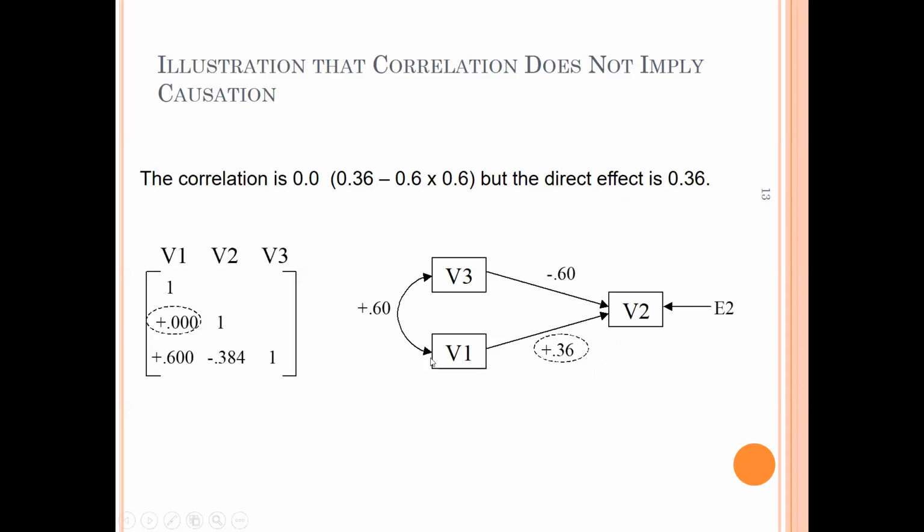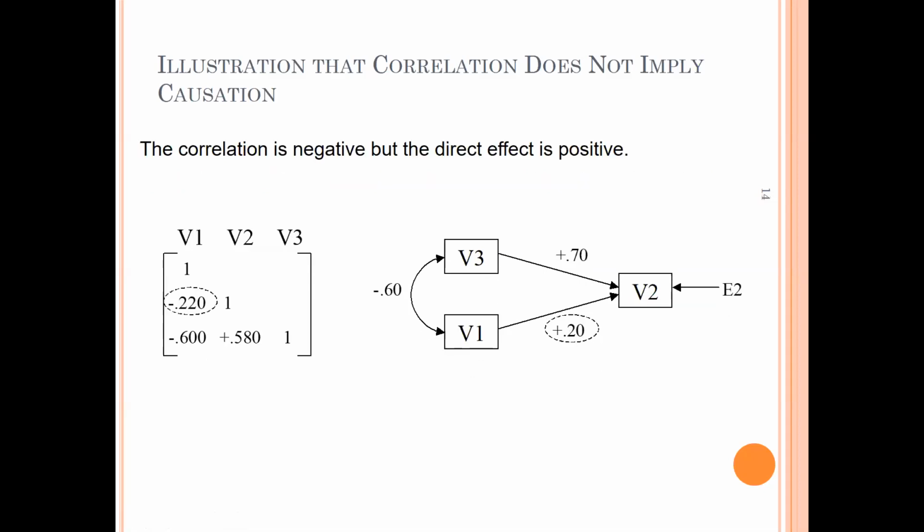Also, this is an example where the correlation is 0, but there is a direct effect, so there is a suppression effect here. The direct effect of V1 on V2 is plus 0.36. However, V1 is related to V3 at plus 0.6, and V3 has a direct effect on V2 that's minus 0.6. So the total correlation is 0.36 plus the product of plus 0.6 and minus 0.6, which is minus 0.36. And that's how you end up with a correlation of 0.